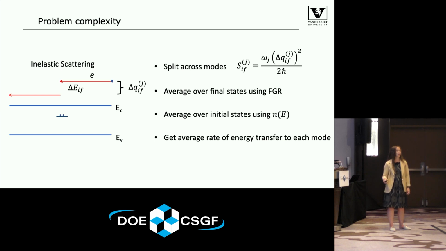caveat to note is there are a lot of possible transitions. So this problem just keeps growing and growing and growing. We split the energy across all of the phonon modes to see which modes get excited more. We average over our final states using the theory based on Fermi's golden rule that we developed for capture. Then we take, based on actual device specifications, a carrier density as a function of energy to average over the initial states to get an average rate of energy transfer into each of the modes. That then needs to be translated into the hydrogen motion.